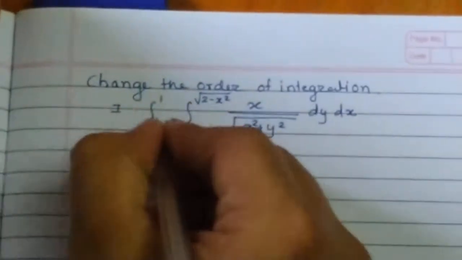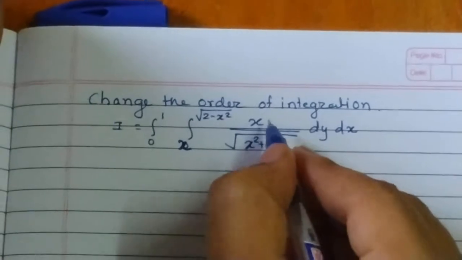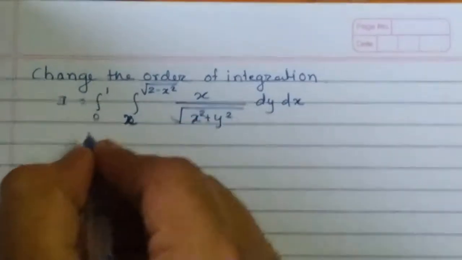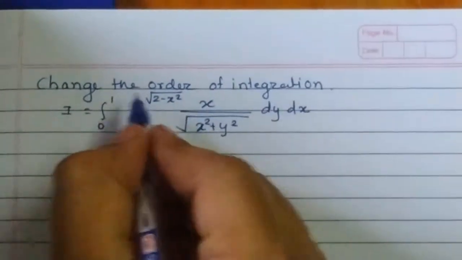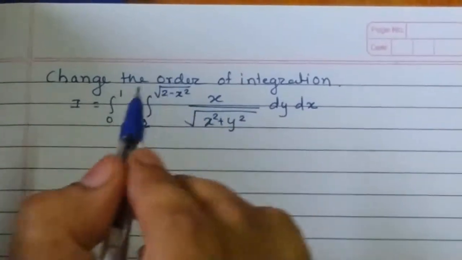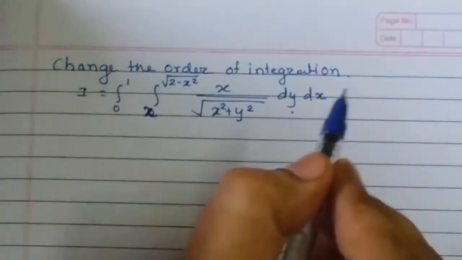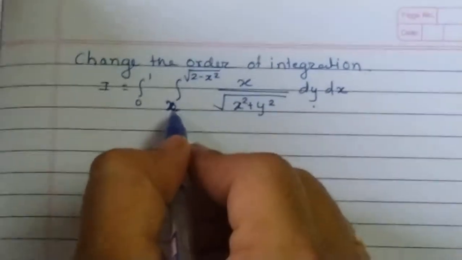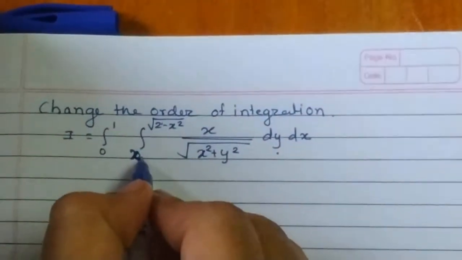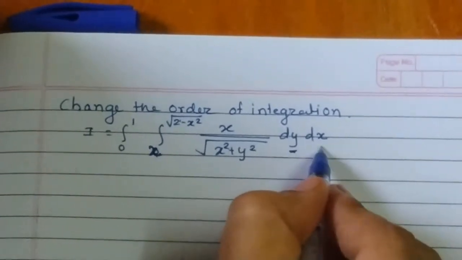I is equal to integration from 0 to 1, integration from x to square root of 2 minus x square, x upon square root of x square plus y square, dy dx. My first question is regarding the inner integral. The inner integral is with respect to y, because your inner limits are expressed in terms of x. It means these are the limits of y. So first of all we are going to integrate with respect to y and then with respect to x.